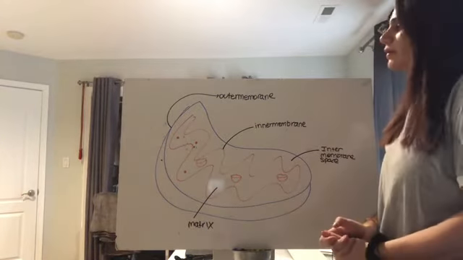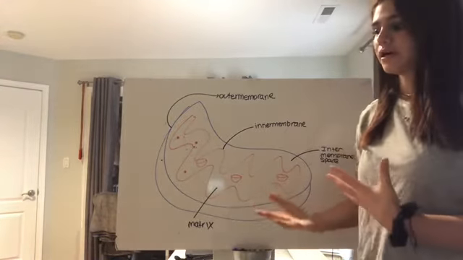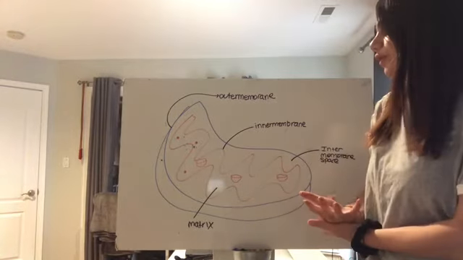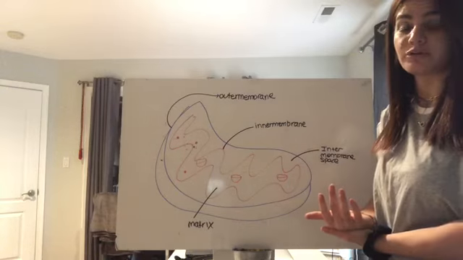Now, the number of mitochondria within the cell actually depends on what it does. So if the cell needs more energy, then obviously there's going to be more mitochondria that come with it. But overall, mitochondria is necessary in every single cell in order to produce ATP.